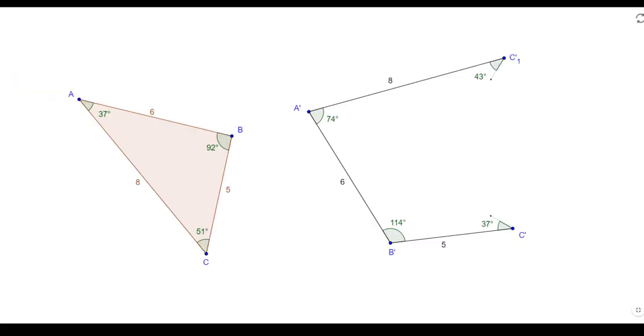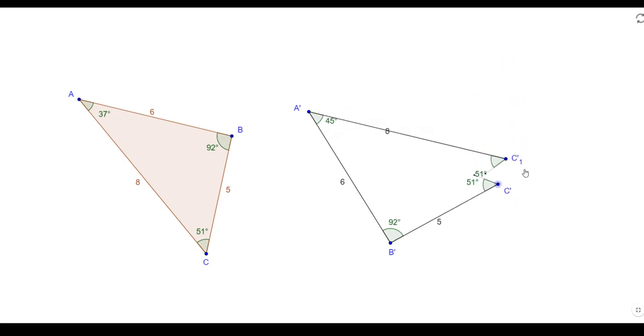This simulation is from GeoGebra, and the author is D. Gibson. If I compare this triangle to this open figure here, what I see is that the sides are copies. So AB is 6, A prime B prime is 6, AC is 8, A prime C prime is 8, and BC is 5, B prime C prime is 5. So let's see what happens when I take this figure and close it to form a triangle.